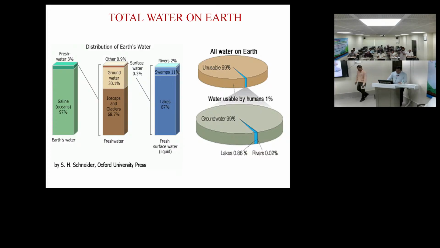So this is a distribution of fresh water on Earth. Most of the water, 97% of the water, is in the saline form, oceans and all, and fresh water is the 3%. Of those 3%, 68.7% are in the polar ice caps and glaciers, and groundwater constitutes 30.1%. So we can see the amount of groundwater is very meager on the surface of the Earth.